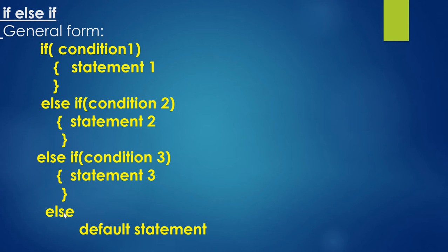That is this else part. In the else part, the default statement, this else part is executed when all these conditions are wrong. If all these conditions are wrong, this else part will execute. This is the general form of if else if statement.